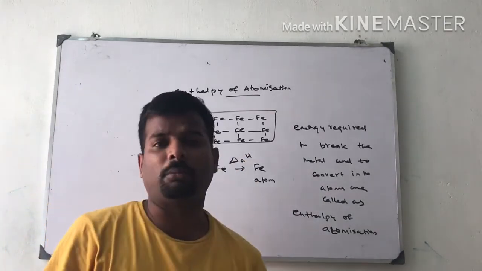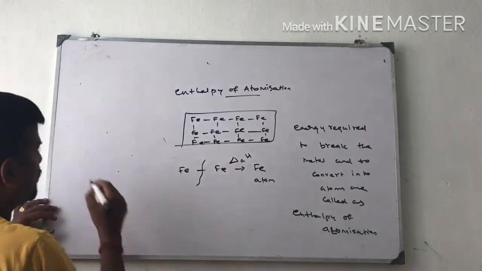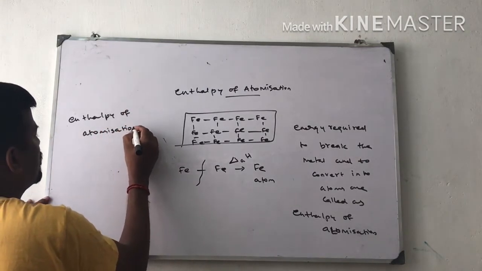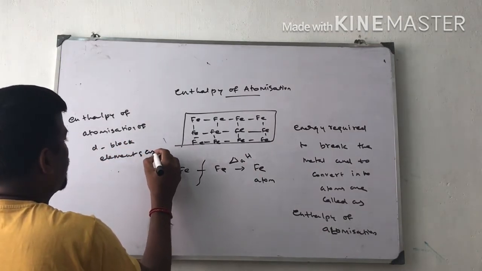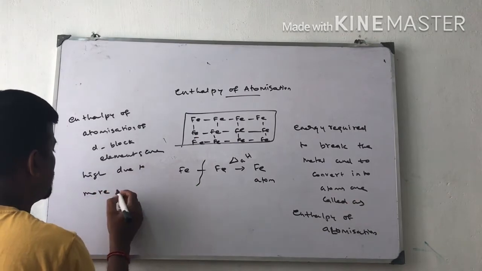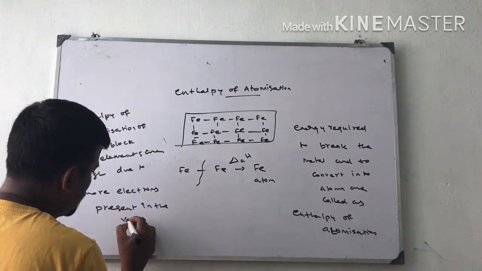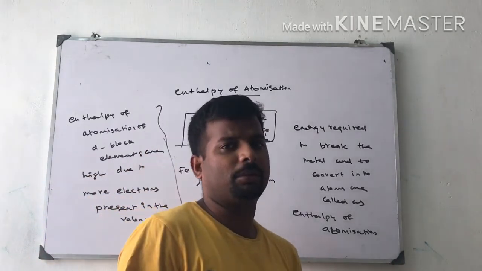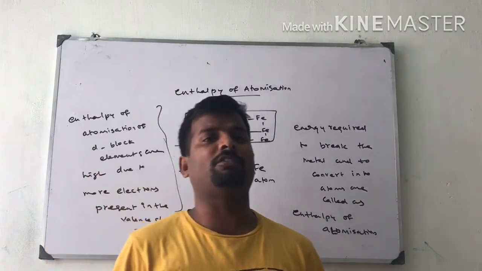The enthalpy of atomization of d block elements is high due to more electrons present in the valence shell. If more electrons are present, they tend to attract the metal, forming a strong metallic bond. That is why a large amount of energy is needed to break the bond.